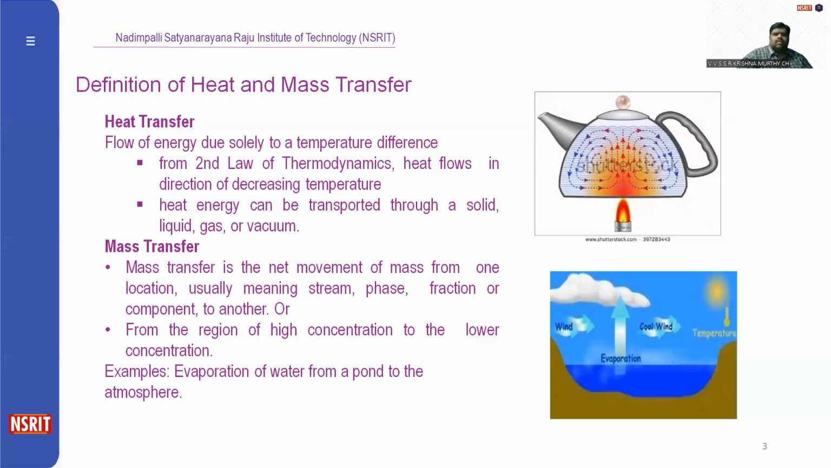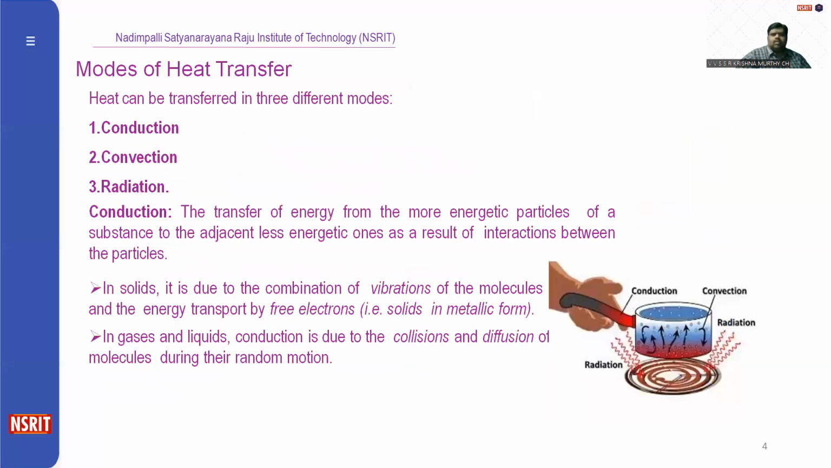Now what shall we discuss? What do you mean by mass transfer? Mass transfer is nothing but the net movement of mass from one location to another, either upstream or downstream. In general, mass is transferred from a region of high concentration to low. For example, take the evaporation of water into the atmosphere.